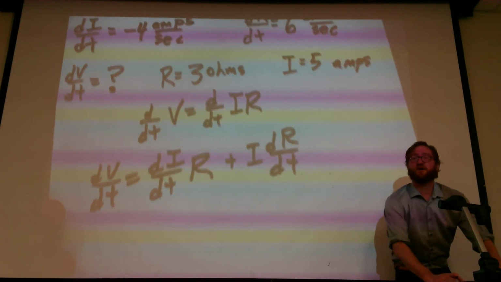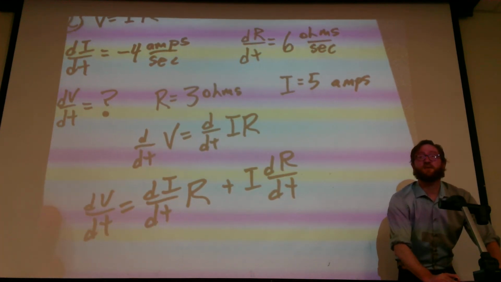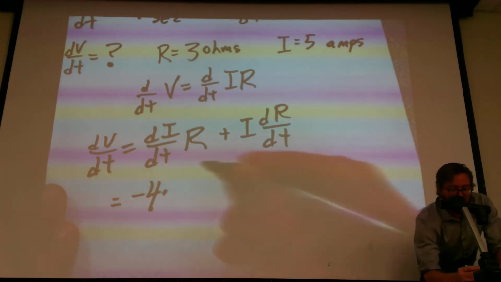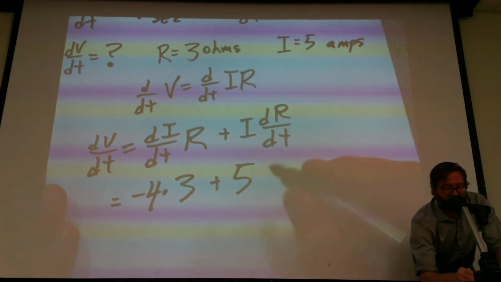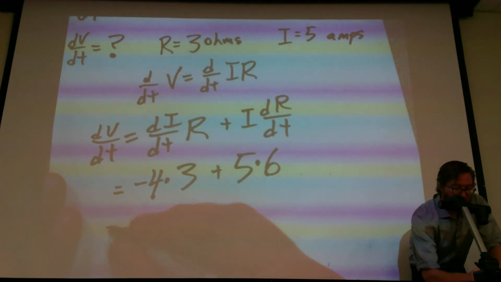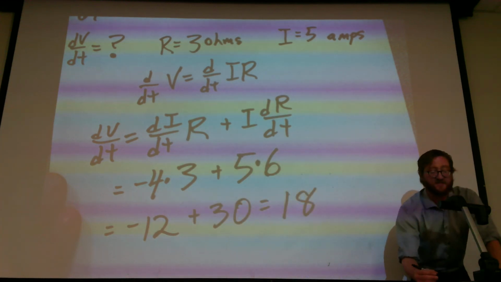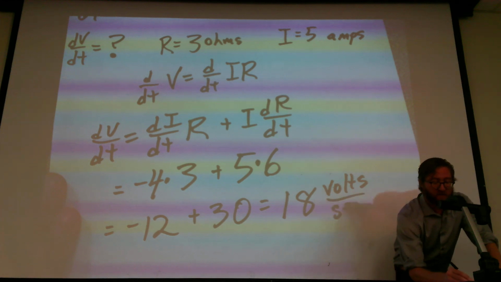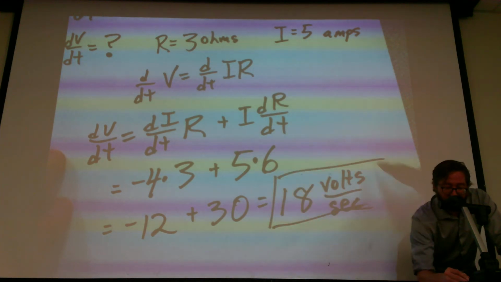Okay. Now we have all of our quantities from above. So now we're just going to plug them in. The changing of the current with respect to time was negative 4, multiplied by the resistance, which is 3. And then we're going to add in the current, which is 5, multiplied by the changing of the resistance with respect to time, 6. So this would be negative 12 plus 30, which would equal 18. Now this is the changing of the voltage with respect to time, so this is going to be volts per second. And that is our answer.